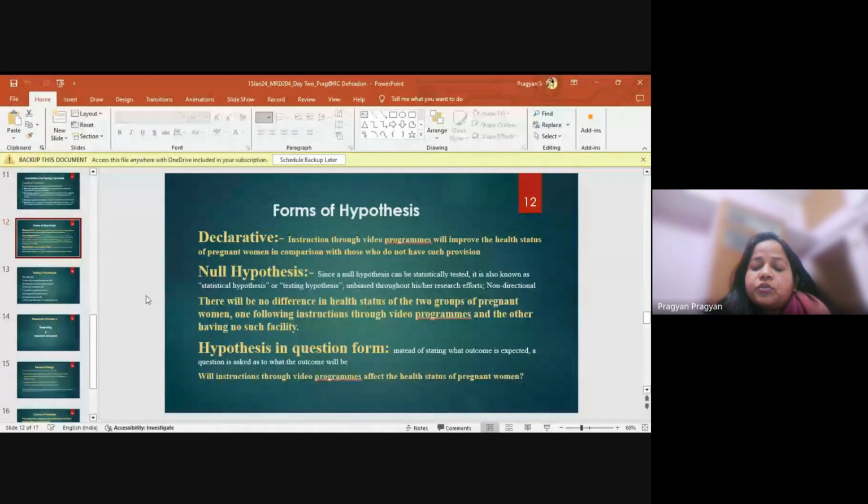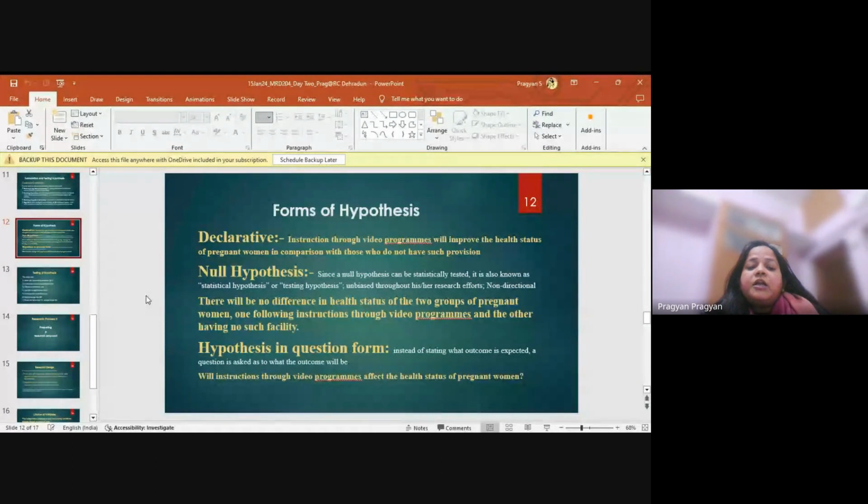Similarly, in the case of the same example, the audiovisual health awareness program and its impact on pregnant women can be framed in the form of a question: will instructions through video programs affect the health status of pregnant women? So there is no basic difference between the relationship of those particular variables, but it is different in the way we approach it. One is the declaration of a statement, and the other is a question form.